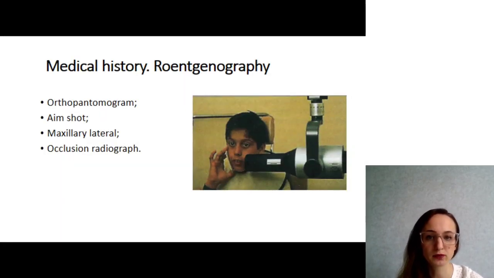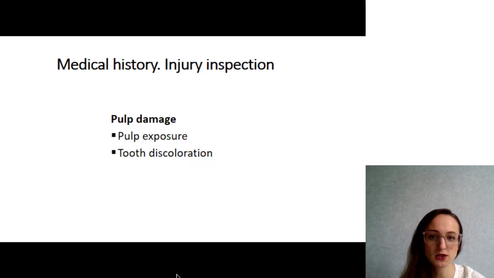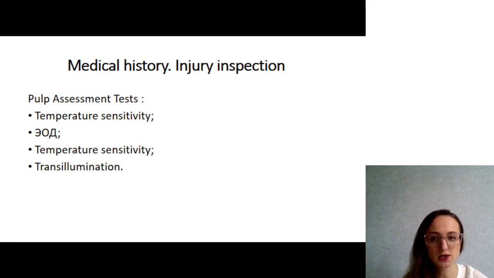Then medical history, X-ray. Yes, I'm sorry for the mistake. So here are different types of X-ray. Medical history, injury inspection, so pulp exposure or tooth discoloration, you can see. Then medical history, pulp assessment test. It is temperature sensitivity, for example, cold test. EOD, it is electrodontal diagnosis. Then temperature sensitivity with a warm test, and method of transillumination.